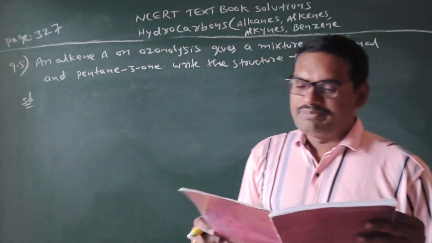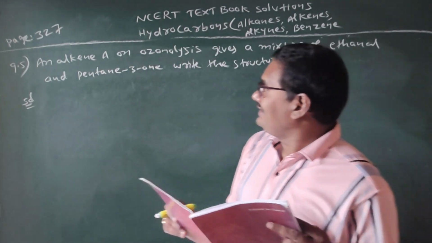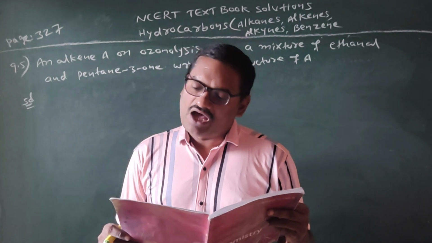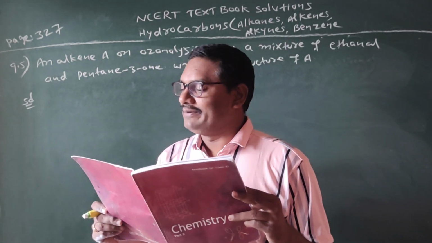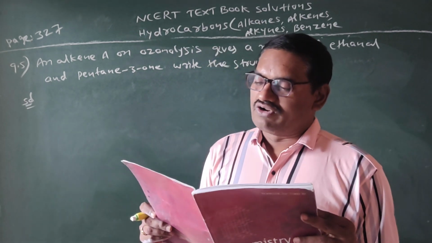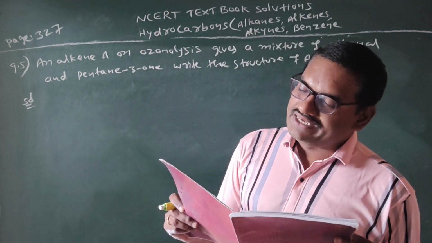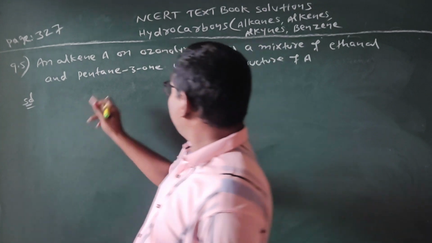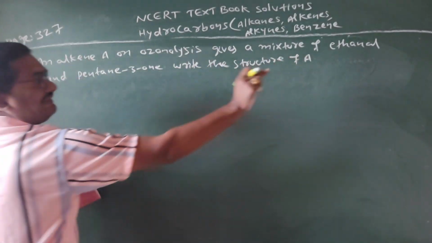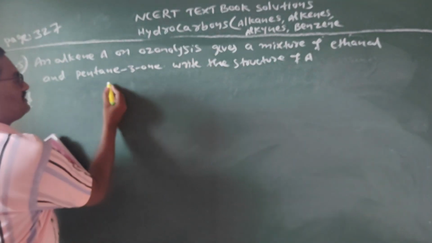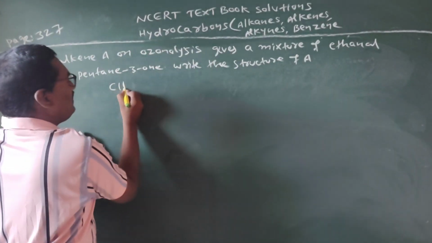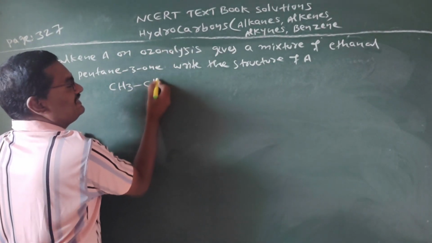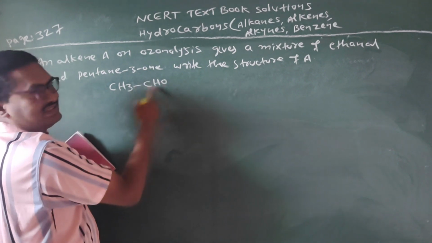Next, 9.5. An alkene A on ozonolysis gives a mixture of ethanal and pentan-3-one. Write the structure and IUPAC name of A. Here, a mixture of ethanal. Ethanal means 2 carbons, and 'al' means aldehyde. So the formula is CH3CHO. So it is ethanal.